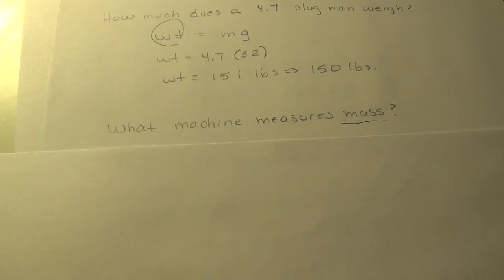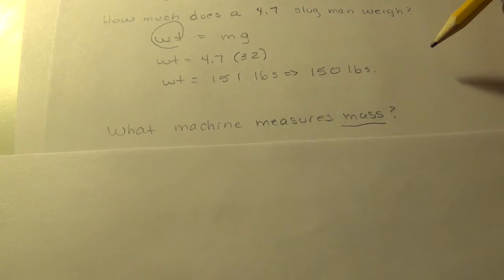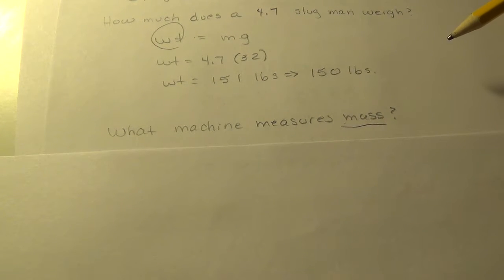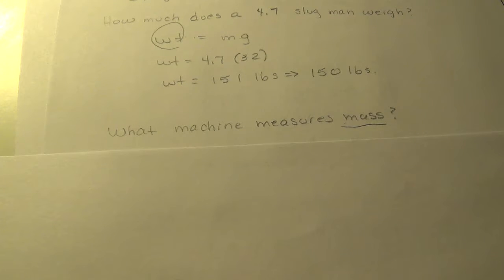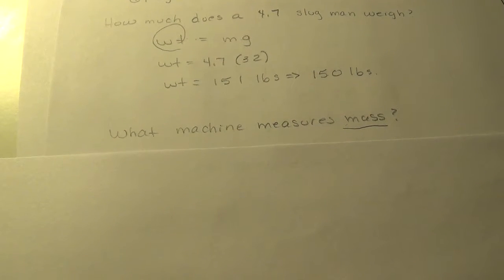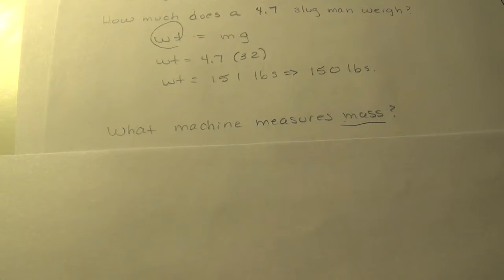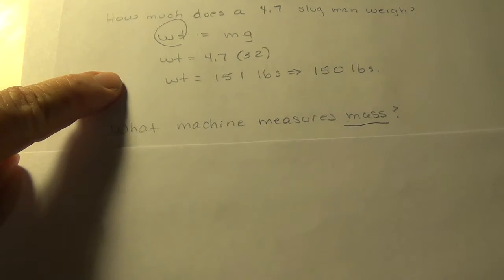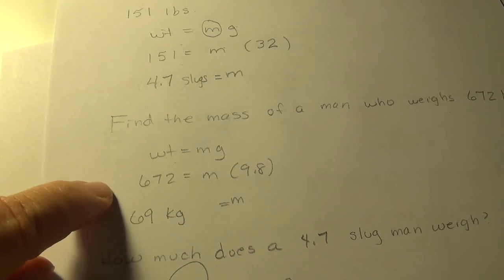Now there are situations where we take a container, fill it with water, and we put a mass into the water. We can observe how much the water level changes and calculate the mass that way. But there isn't an easy machine that can measure mass. It's all weight converted to mass, similar to what we did in the problem here, where we were given weight and asked to find mass.